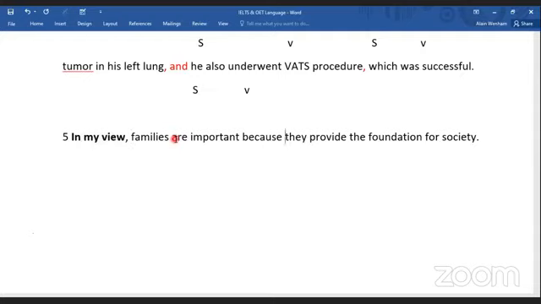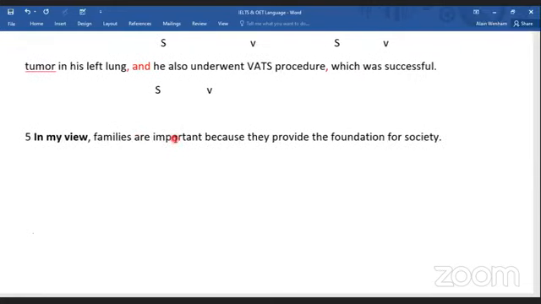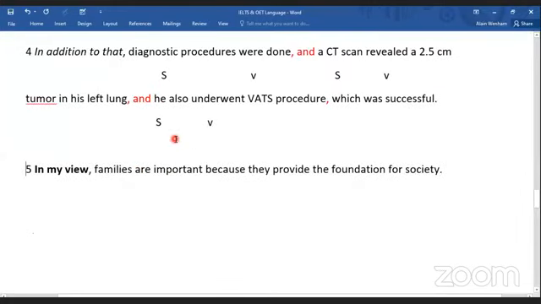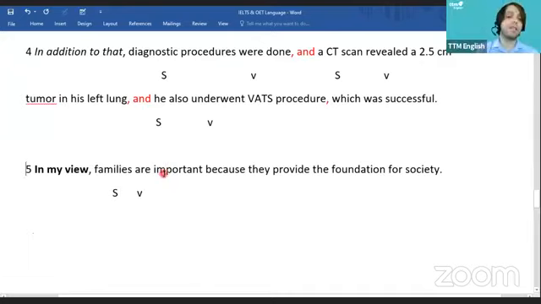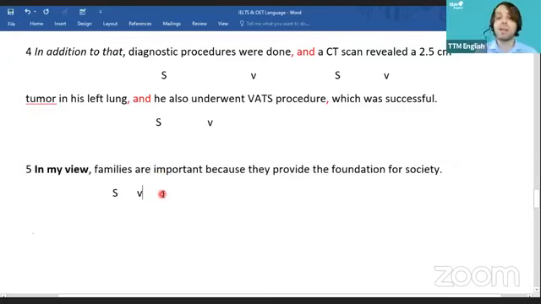Linker. Families are important because they provide the foundation for society. Is that a simple or complex or compound sentence? Simple. Because? Because it's just one verb and one subject. Yeah, so sometimes you can have really long sentences that look complex, but they're not. They're actually simple sentences in a grammatical sense.